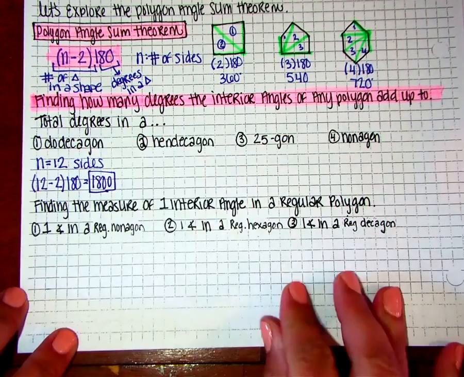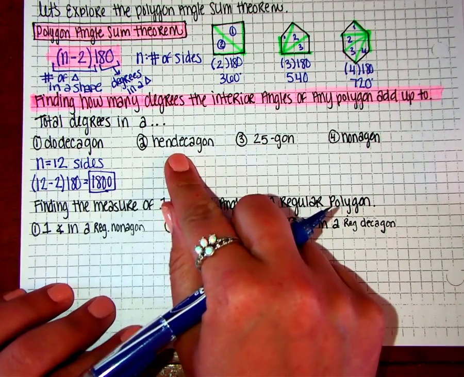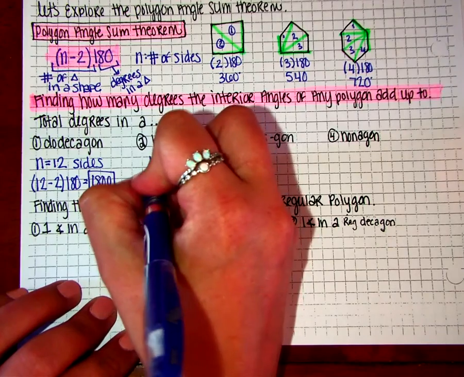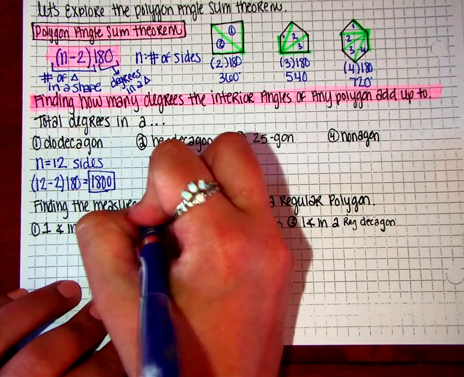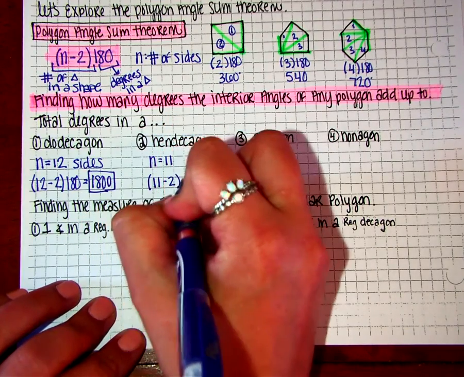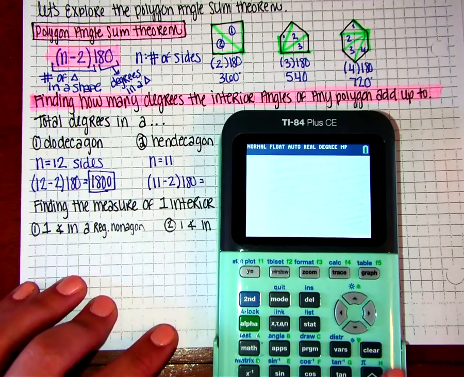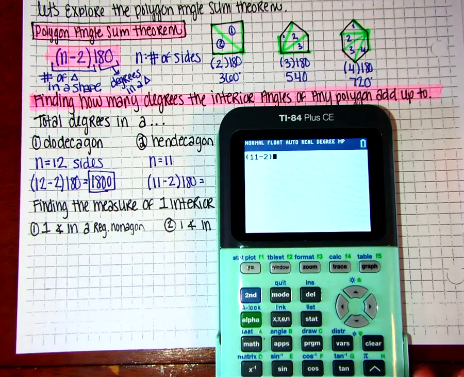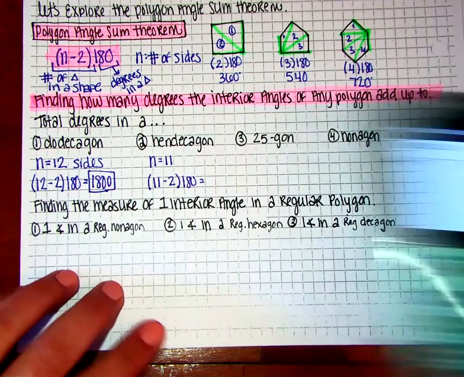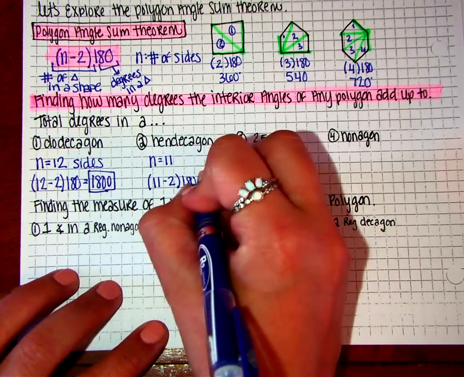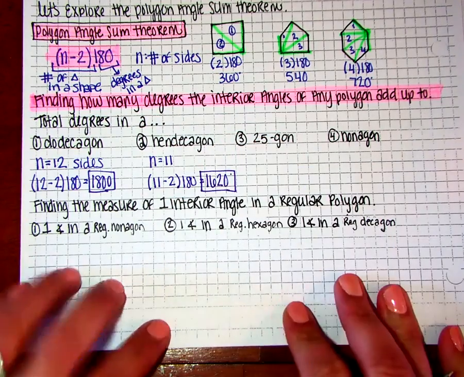Okay, let's try another one. Hendecagon. Using my chart up above on the top, that's 11 sides, so n is 11. So 11 minus 2 times 180. Notice the pattern here. It's always going to be number of sides minus 2 to create the number of triangles, times the 180 for each triangle. So it's 1620.